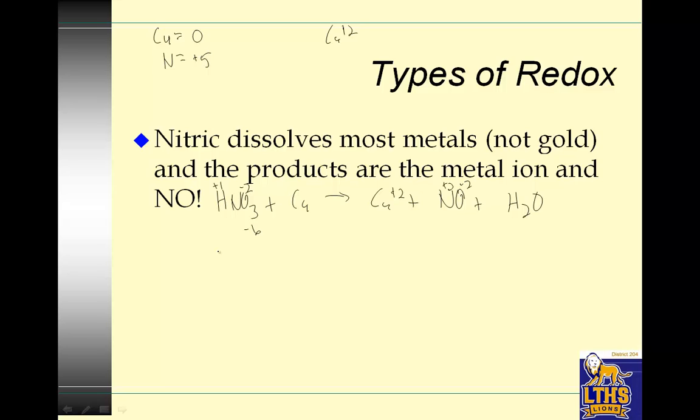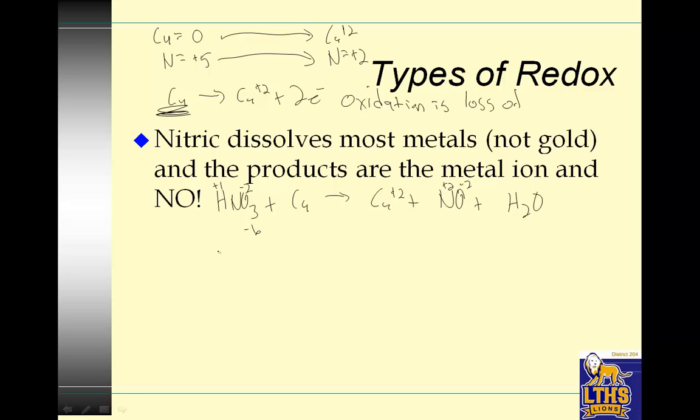And nitrogen, this is -2, so this is +2. Nitrogen equals +2. So notice how the charge changes. Copper's charge went up. Nitrogen's charge went down. If your charge goes up, what happened is, in the half reaction, the Cu yields Cu plus 2 plus 2 electrons. Okay? So when this happens, the reactant is losing, so this is oxidation. And oxidation is loss of electrons.